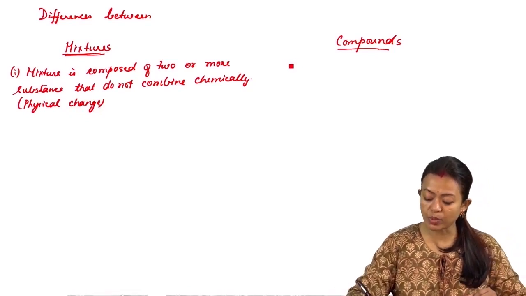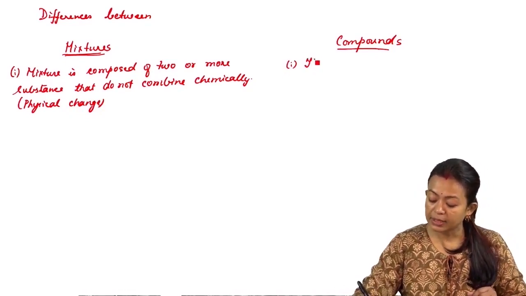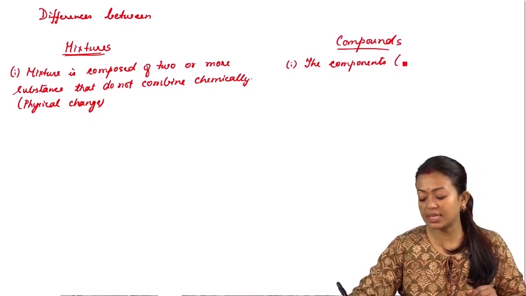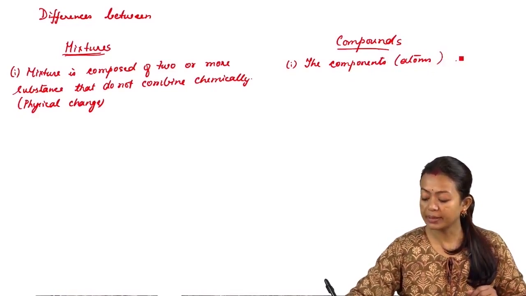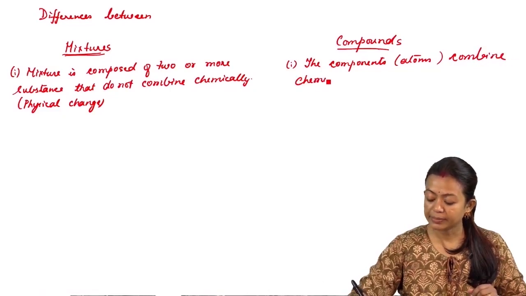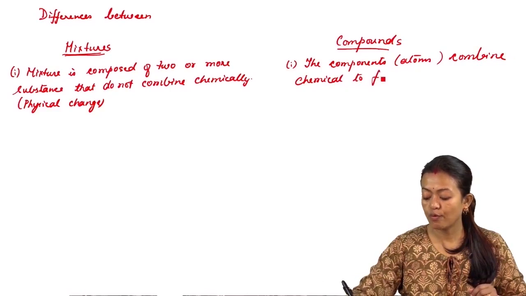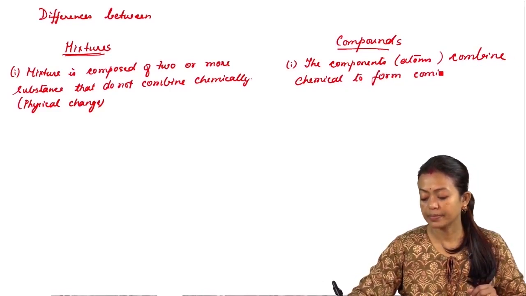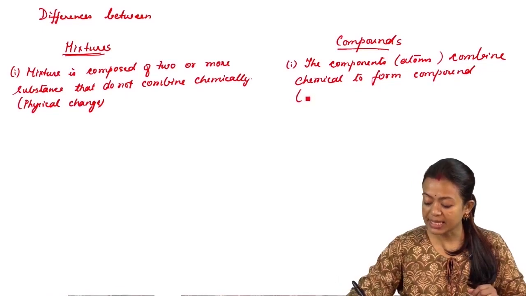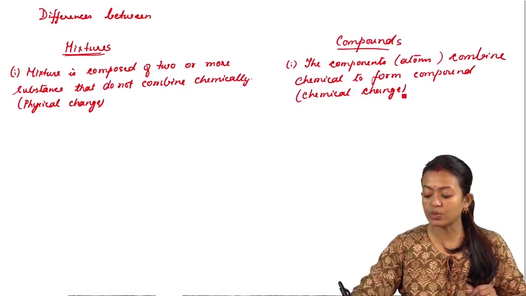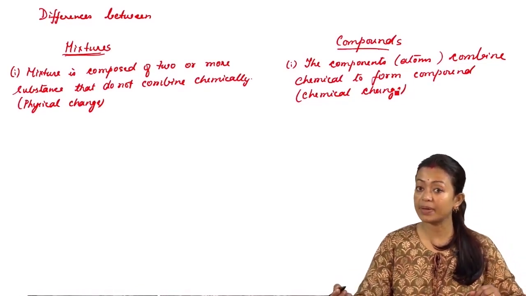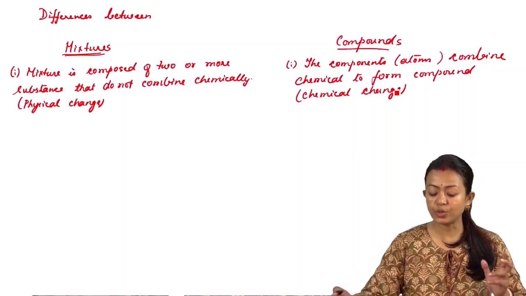Whereas in case of compounds, what happens? The components, now when I am saying components, these means atoms, okay, atoms combine chemically to form compounds, and thus they show chemical change. That means they completely lose out their own characteristic and take up a new property and new characteristic.